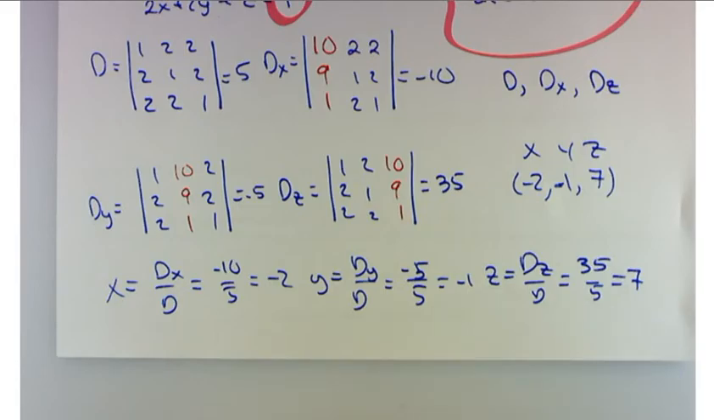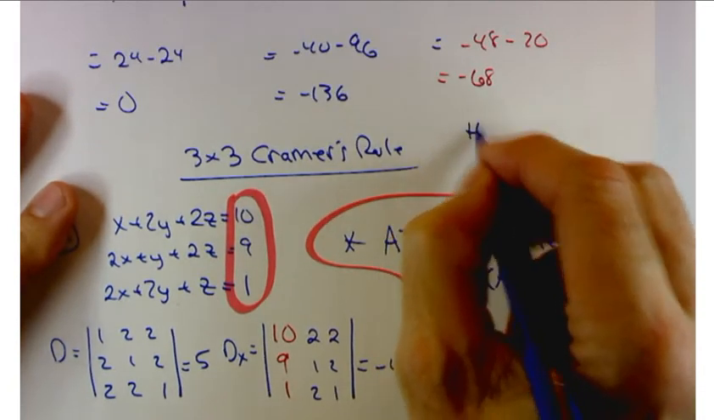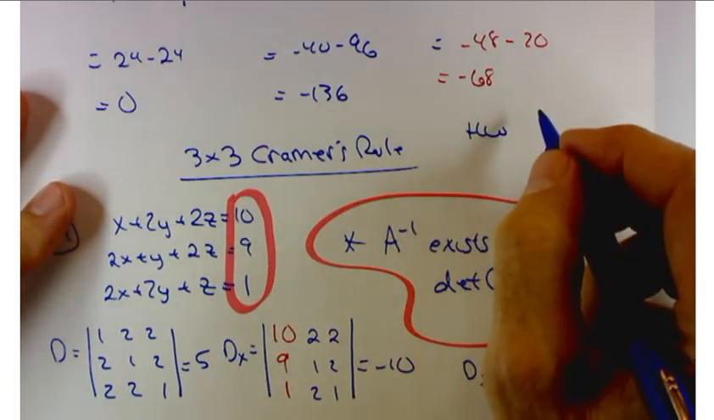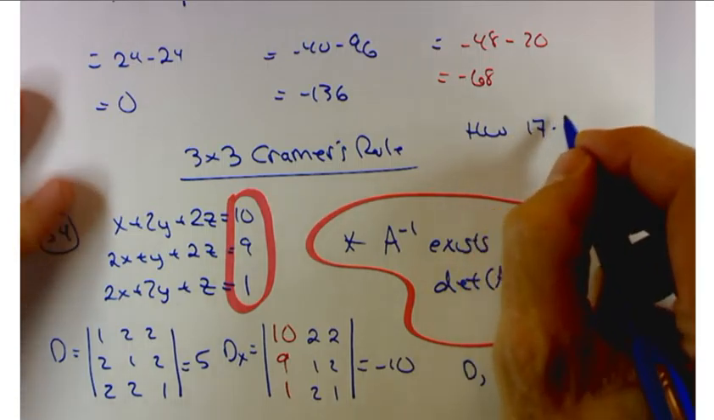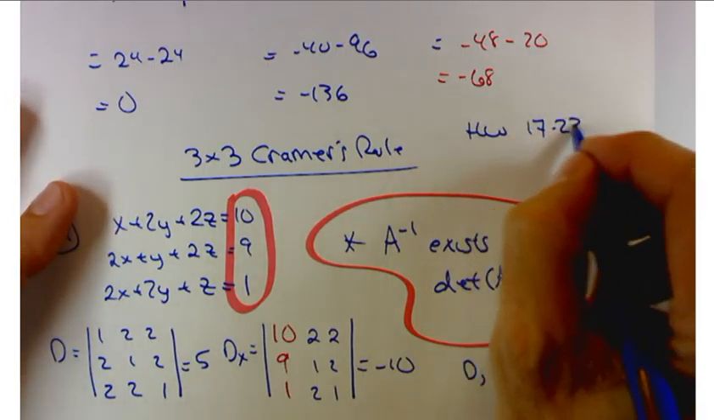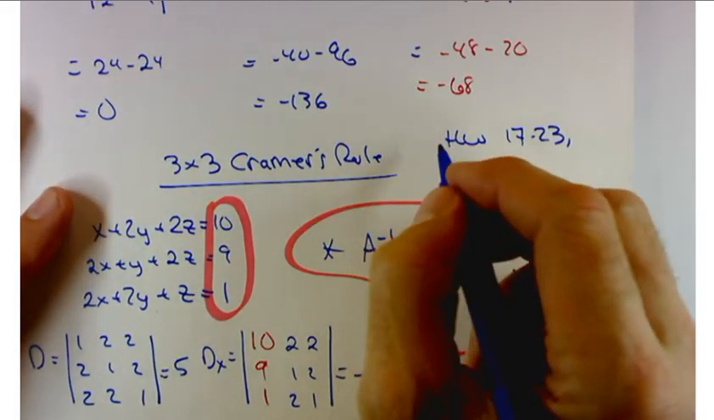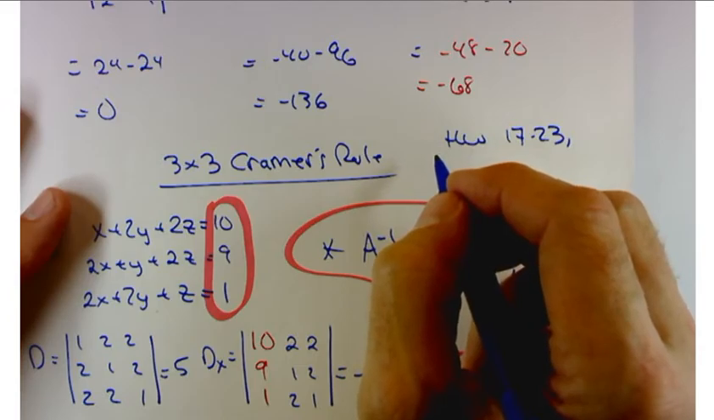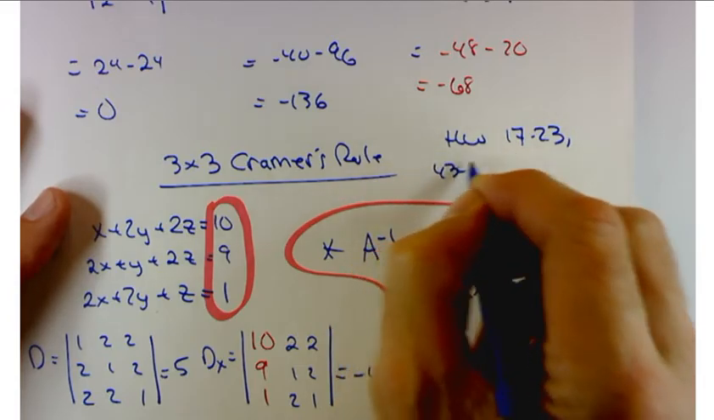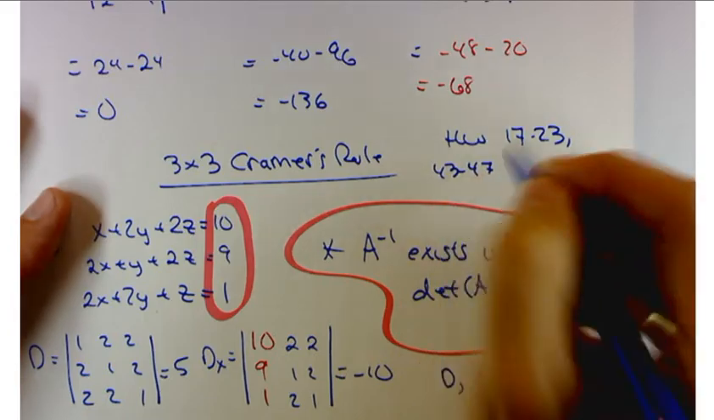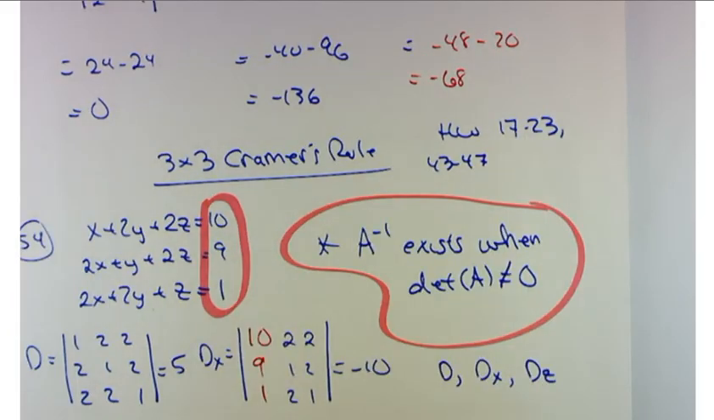For homework, try 17 through 23. That's just some practice with 2x2 determinants. 43 through 47 is some practice with solving systems in a 2x2 case, and then 59 and 61.